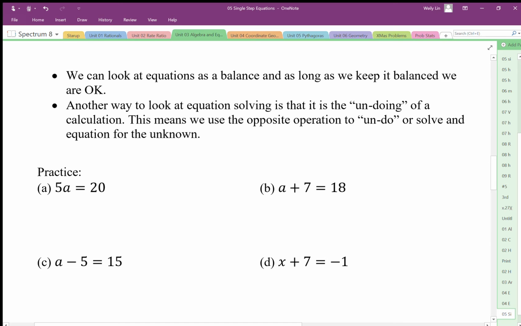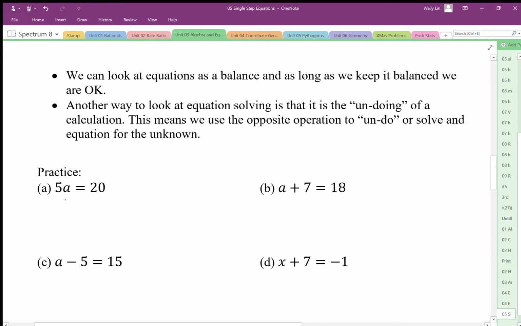So another way of looking at solving an equation is just undoing the calculation, and we want to undo it by using the opposite operation. We undo plus with minus. We undo times with divide. We undo square roots with squares. Okay, as long as we can undo that operation, we can solve an equation.